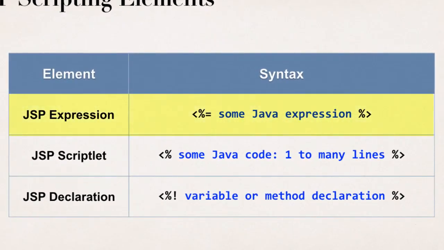So a JSP expression is basically a small Java expression that you can include in the page. The syntax is angle bracket % with an equal symbol, and we'll see a lot of that in this video. There's also what we call a JSP scriptlet. A JSP scriptlet is simply an angle bracket %, and then you add some Java code. You can add one to many lines of Java code, and we'll see that in the following video.